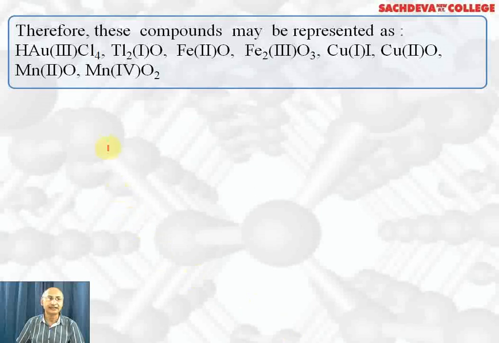Now how to write in stock notation. HAuCl4 with Au(III), Tl2O with Tl(I), in Roman we write oxide. Fe2O3, Fe oxidation state is 3 which we write in Roman, Fe(III) oxide. FeO, oxidation number 2 we write in Roman. Copper, here copper is in +2 so we write 2 in Roman. MnO we write Mn +2 that is 2 in Roman, and Mn +4 we write in Roman in MnO2.